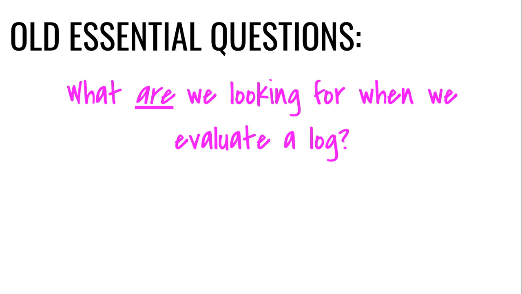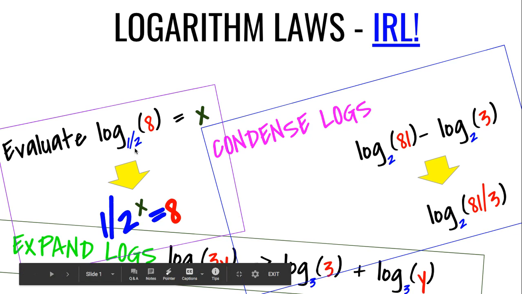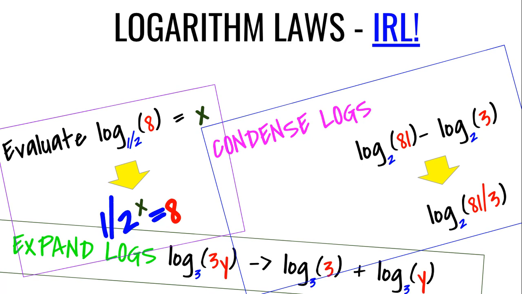The second essential question that we're reviewing is: what are we looking for when we evaluate a log? What we are looking for is the exponent. When we evaluate this log base 1/2 of 8, we're looking for x. What is the exponent that I need to raise my base of 1/2 to in order to get 8? How many times do I need to multiply 1/2 by itself to get 8?